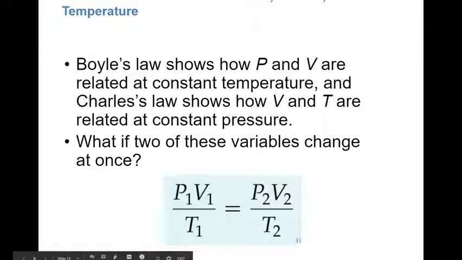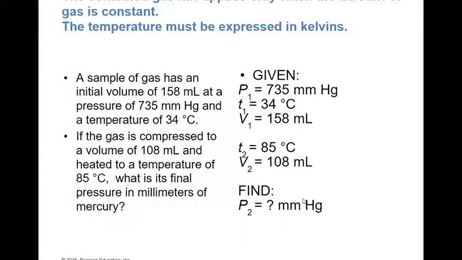We have to use this, it's called the combined gas law. If our initial pressure and our initial volume changes at constant temperature, we're going to see how that affects the final pressure or the final volume. All right, so we've got one more example problem.